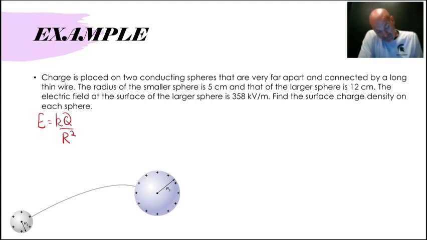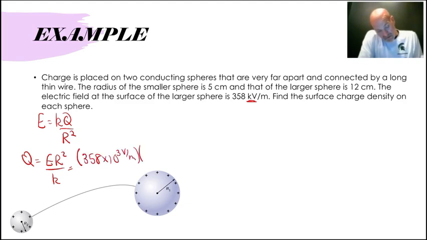you get kQ over R squared, do some algebra and you get that Q is equal to ER squared over k. And now you do have to convert because this is in kilovolts, we need that in volts. So that's going to be 358 times 10 to the 3 volts per meter, a radius of 12 centimeters, which is 0.12 meters, and we're going to divide that by k, which is 9 times 10 to the 9th.